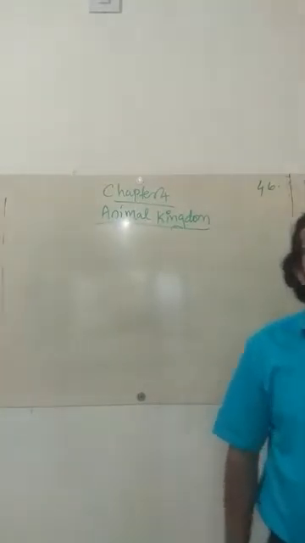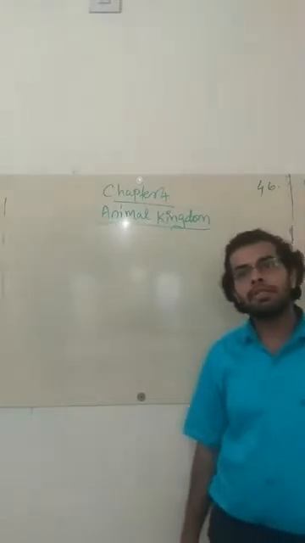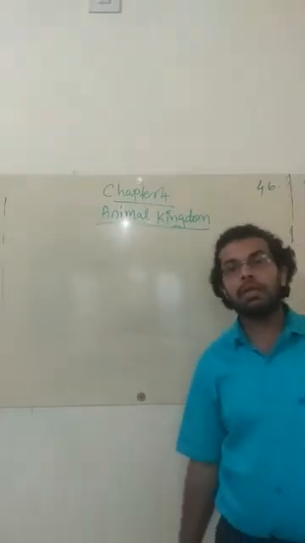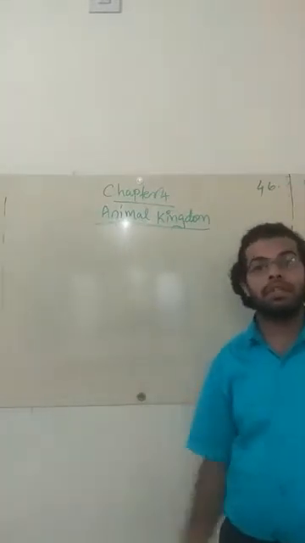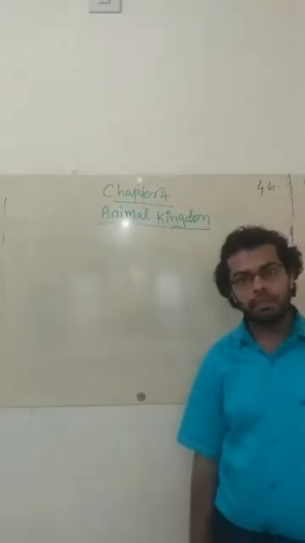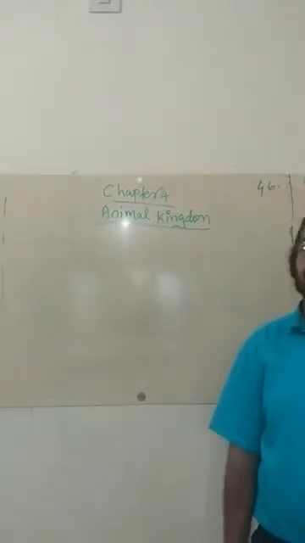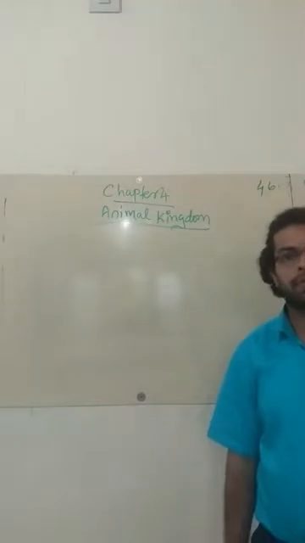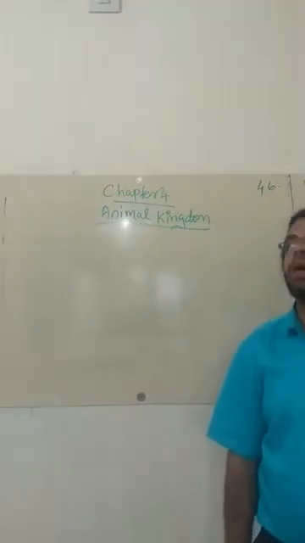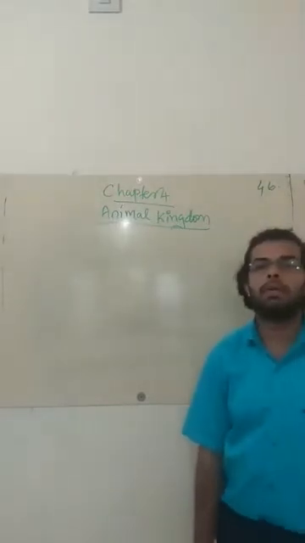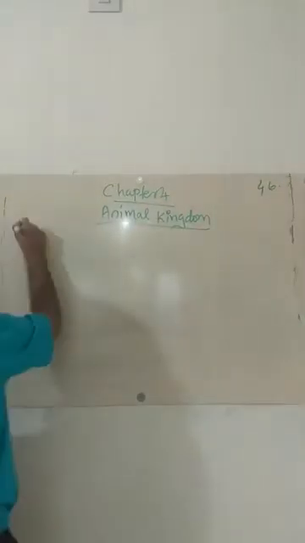So over a million species of animals have been described, and the need for classification becomes all the more important. The classification also helps in assigning a systematic position to newly described species. Next we are going to talk about the basis of classification.